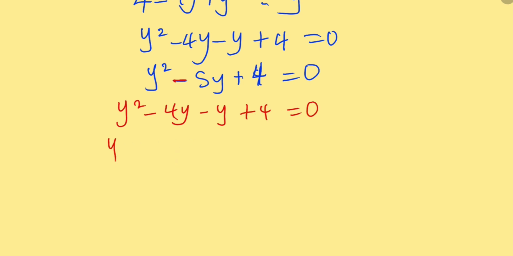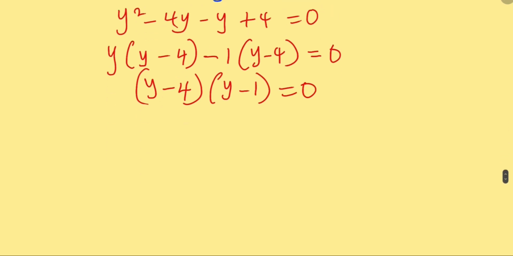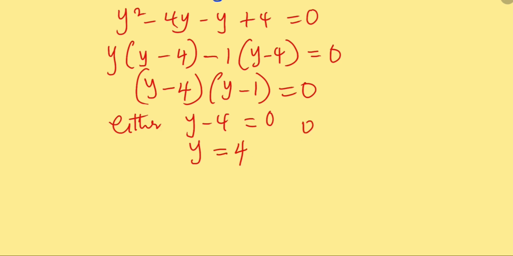So factor out y. We have y into y minus 4 minus 1 into y minus 4, everything equal to 0. So y minus 4 is common. You factor it out, remaining y minus 1, everything equal to 0, right? So from here, either y minus 4 is equal to 0, y is equal to 4, or y minus 1 is equal to 0, y is equal to 1.